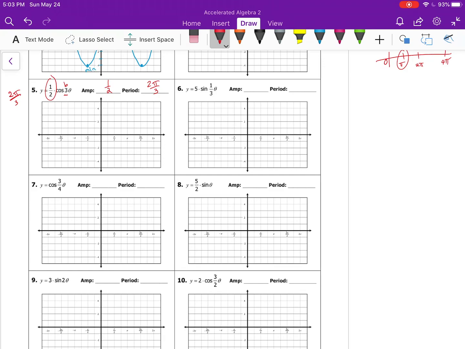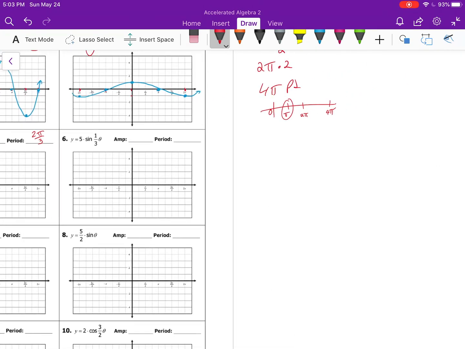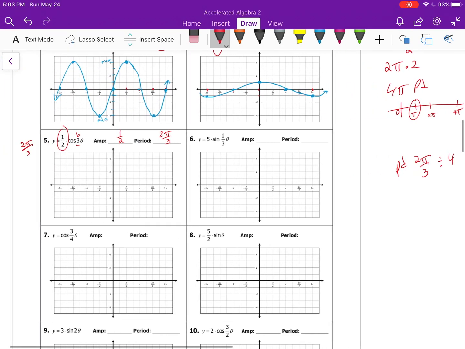So what I usually do is take the 2 pi over 3 and divide it in 4, because that's what I'm doing over here, where I divide 4 pi in 2 and then in 2 again. You divide in 2 twice, you're dividing it in 4. So if my period is 2 pi over 3 and I divide that by 4, I'm going to have 2 pi over 12, or basically pi over 6. That simplifies. So every pi over 6, I'm going to need to make a mark.